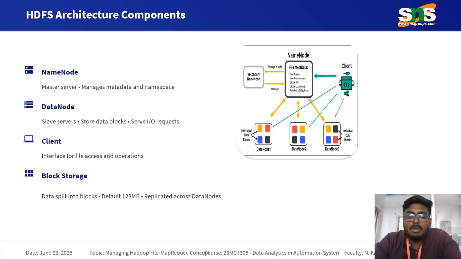There are four key components. First, the NameNode. This is the master server. It doesn't store the actual data. Instead, it manages the metadata, the directory structure, file names, and the location of the data blocks. Second, the DataNodes. These are the slave servers. They physically store the data and serve read or write requests. Third, the client, that's you or your application interacting with HDFS to read or write files. Finally, the data is divided into blocks. By default, each block is 128 MB and each block is replicated across multiple DataNodes, typically 3 copies, to ensure fault tolerance. So even if one machine crashes, your data survives.